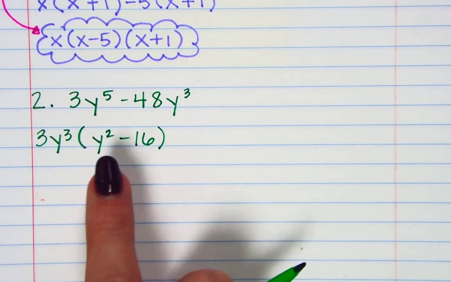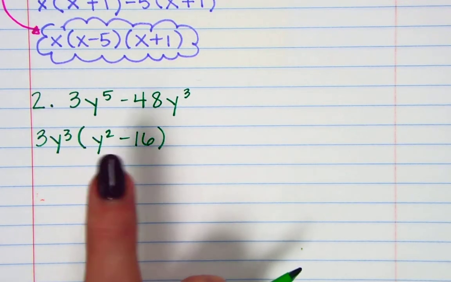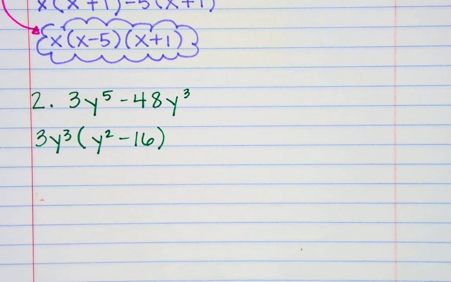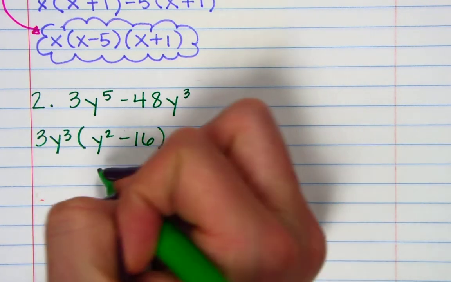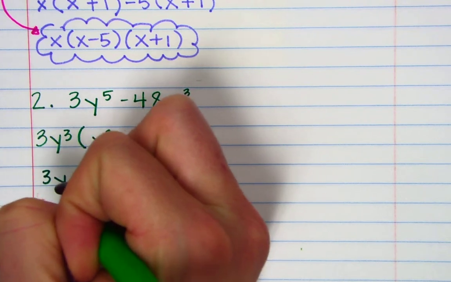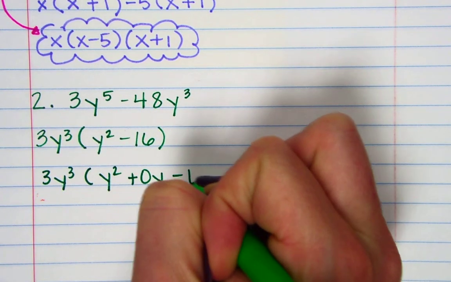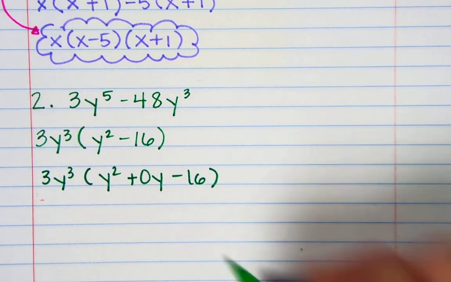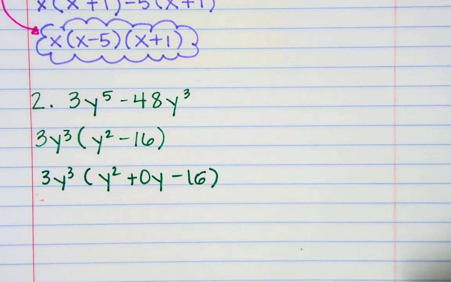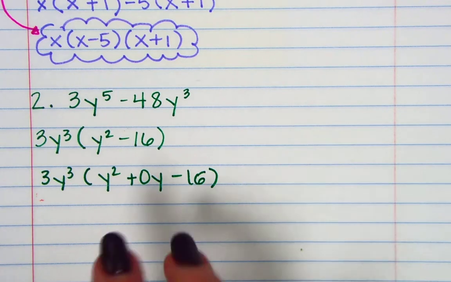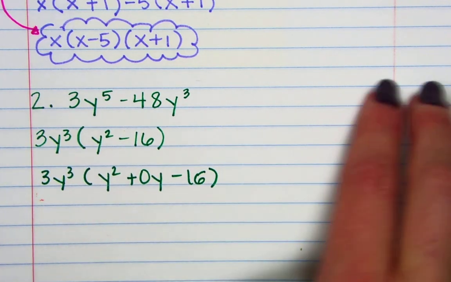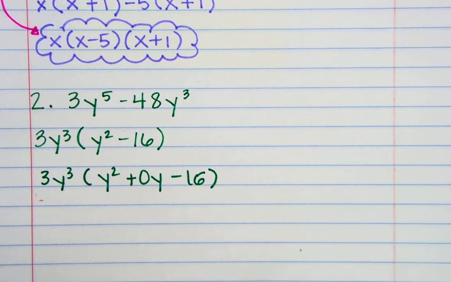So this one, what's special about y squared minus 16? It's missing what letter, A, B, or C? B, right? That means B is 0. So it's 3y cubed times (y squared plus 0y minus 16). Okay, and we talked about this last time. It's a special type. If you catch on to that, you don't have to go through all the steps of factoring. You can take a shortcut.